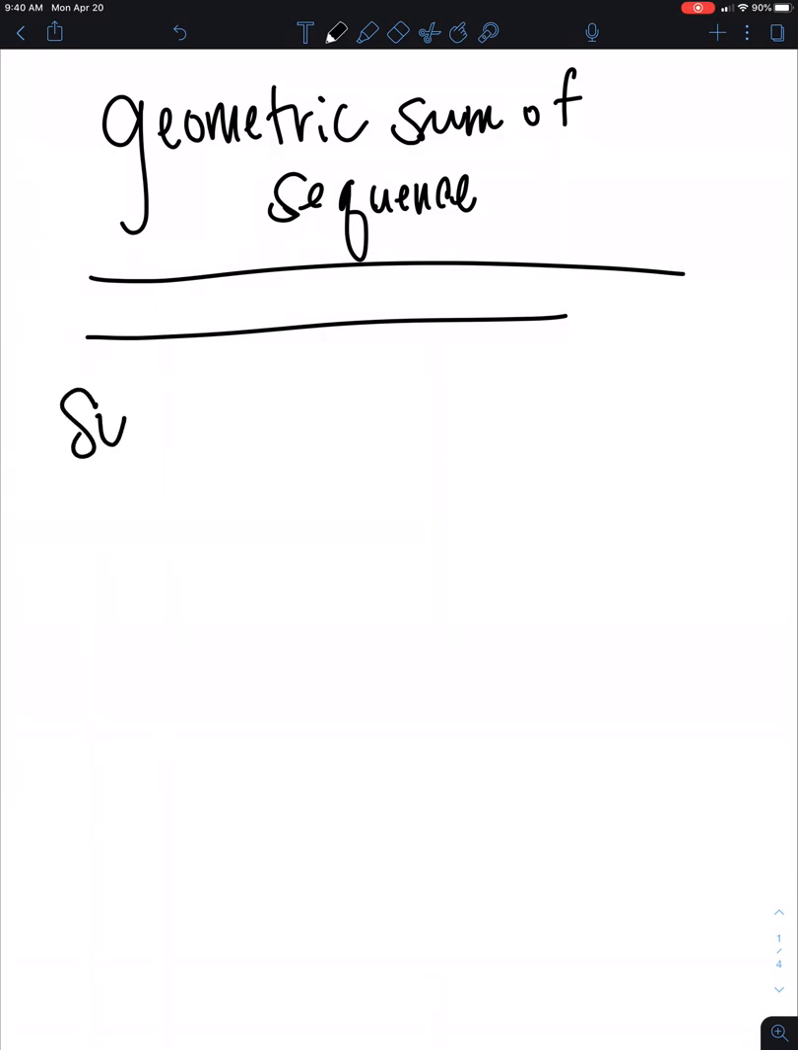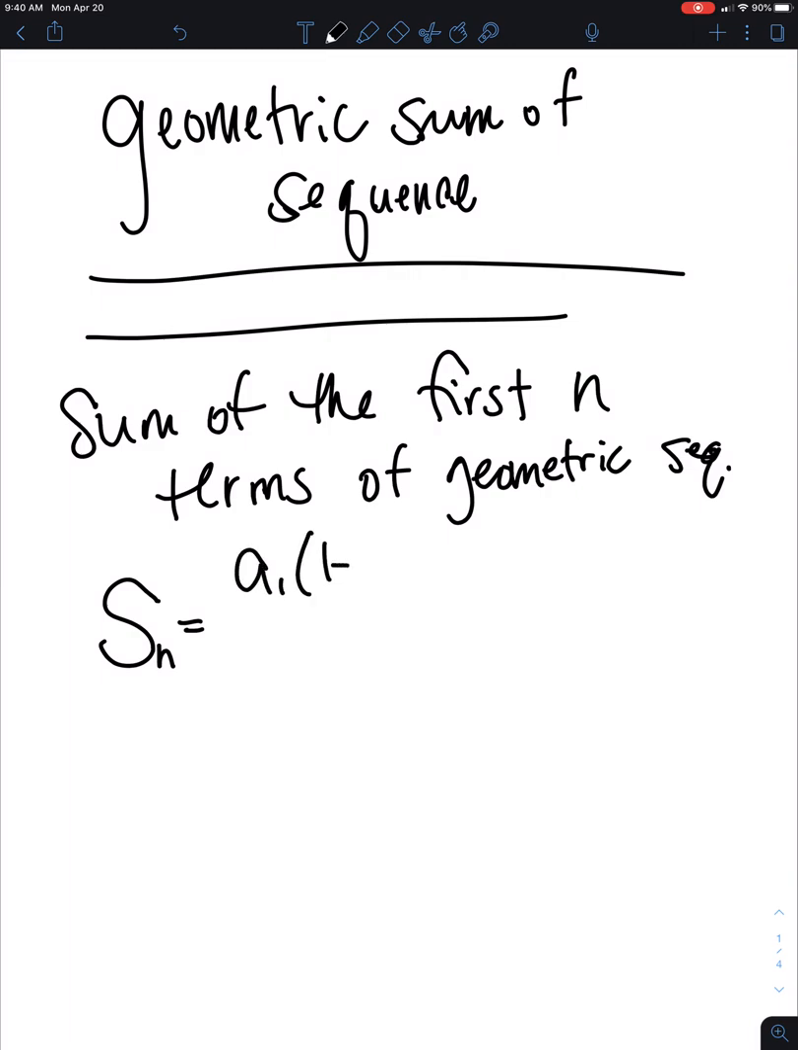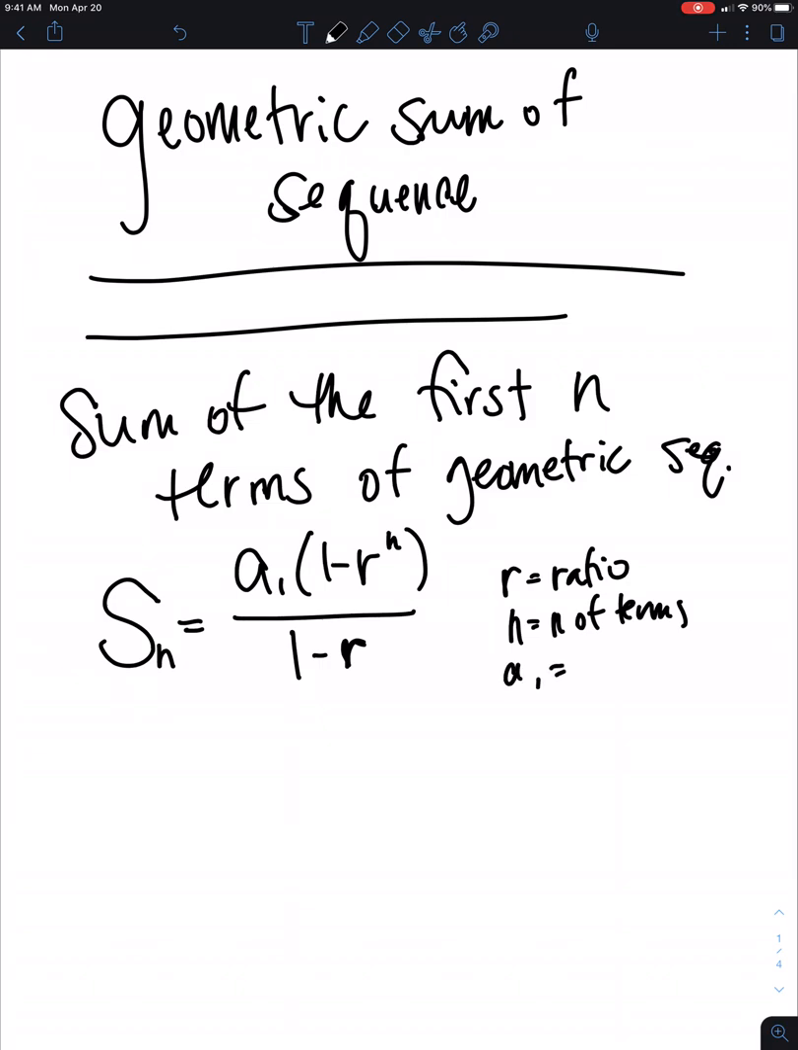So the sum of the first n terms of a geometric sequence. Okay, again, this is something you need to write down. So Sn equals A1... This is just an equation that you'll just have to plug in numbers. R stands for ratio, it's the common ratio. N is the number of terms. And A1 is the first term. Okay, so you need to write this down.